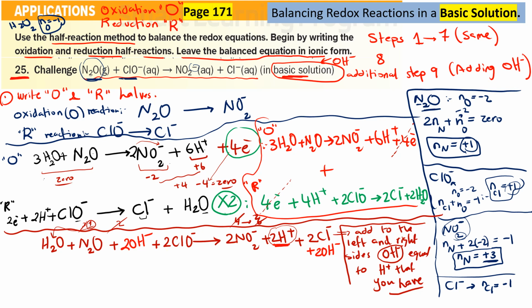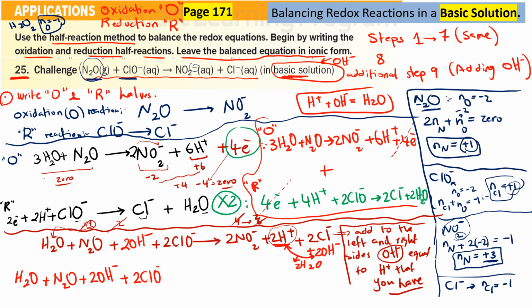Now what you should understand is that when you have 2H+ and 2OH-, remember the equation H+ and OH- gives you water, right? So these two will give us water. Okay, because we have two of them, they will give us two waters, meaning the equation will become H2O plus N2O plus 2OH- plus 2ClO- gives us 2NO2- plus 2Cl-. Now these 2H+ and 2OH- we will combine together as 2H2O. Okay, now the H2O will go with the H2O from these, right? Here I have one and here I have two.